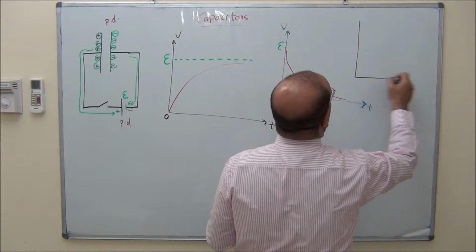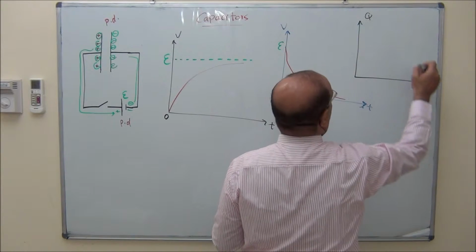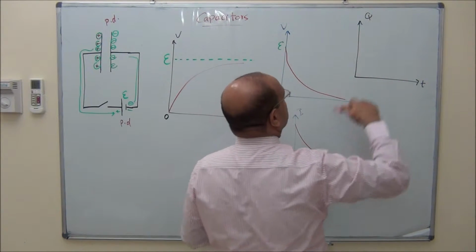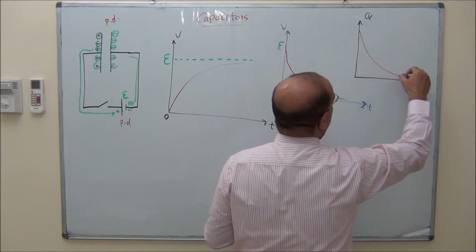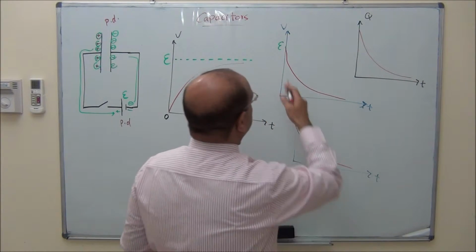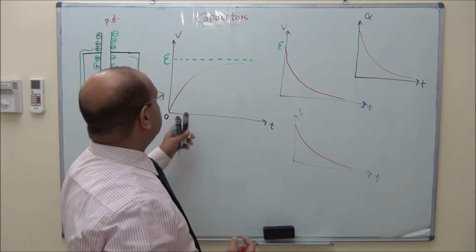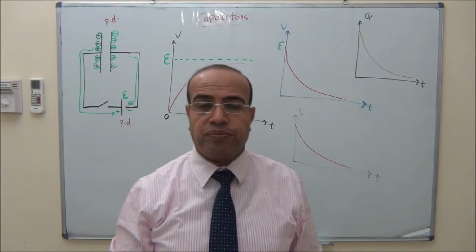So we have four important graphs, Q and T. So this is the graph, starting from maximum to this one. So those three graphs are for discharging the capacitor, and the first graph is for charging the capacitor.